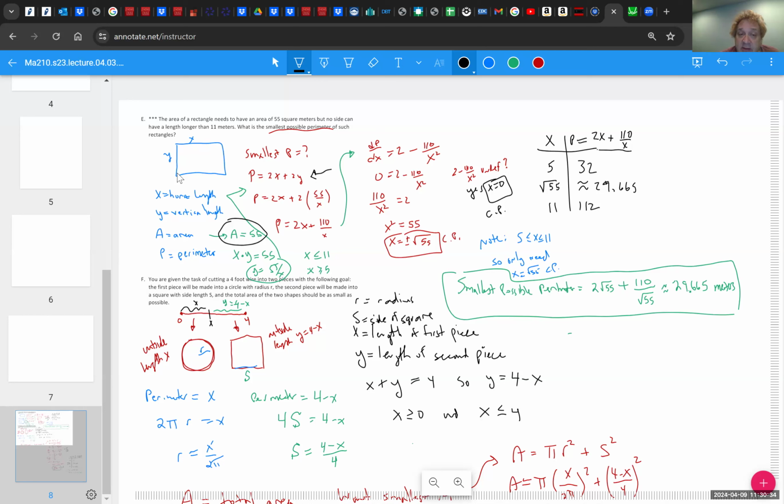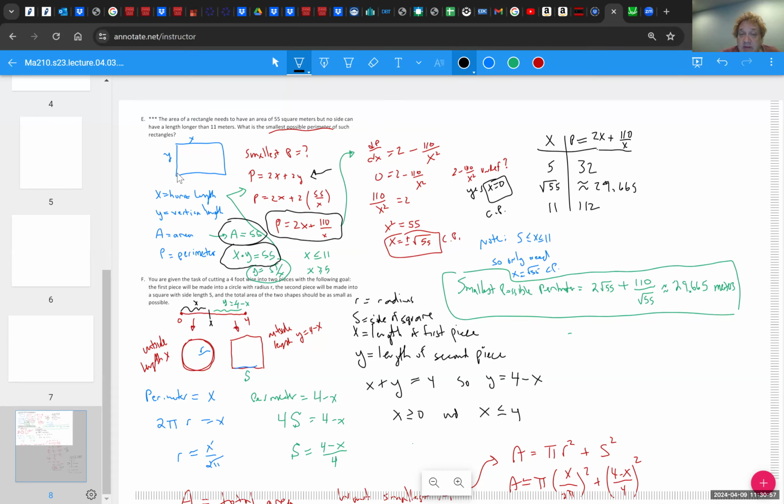The area of a rectangle is x times y. So I know x times y is 55, and I can solve for y. It's 55 over x. So I can plug that in there. Instead of y, I have 55 over x. And that gives me this equation right here, this objective equation, as 2x plus 110 over x. That's the equation I need to differentiate to find my critical values.